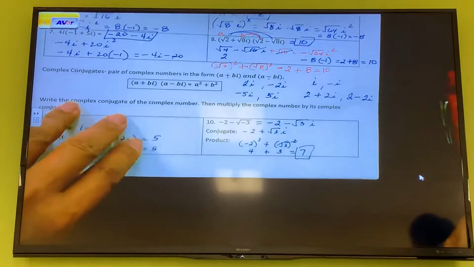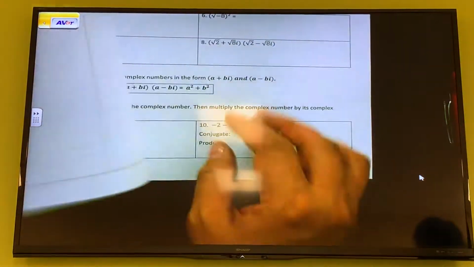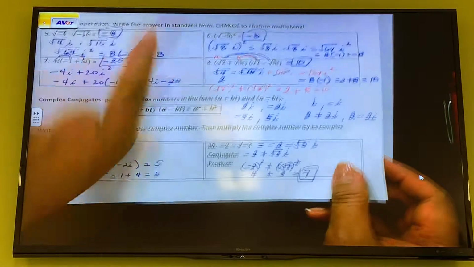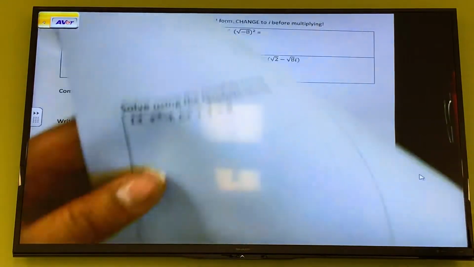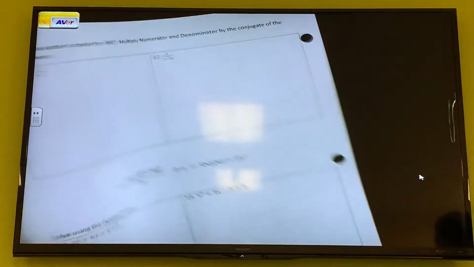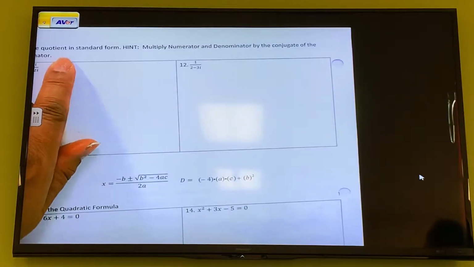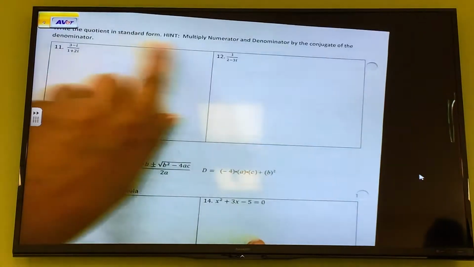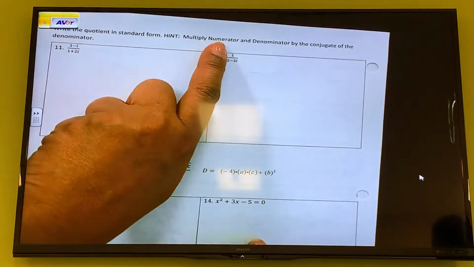Alright, let's do the one in back. We did adding, subtracting, we did multiplying, we haven't done division yet. And that's why we do complex conjugates, it's because of the division. Alright, so if you look at the problem, it says write the quotient in standard form, and then it says hint.